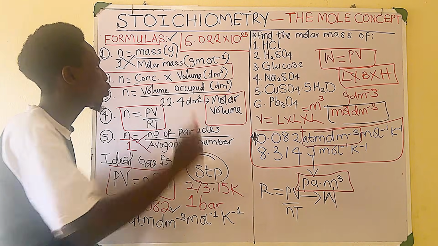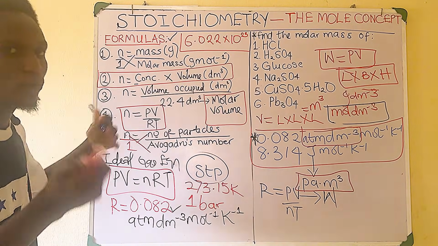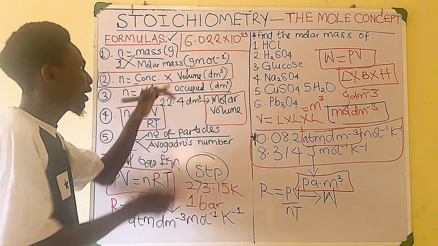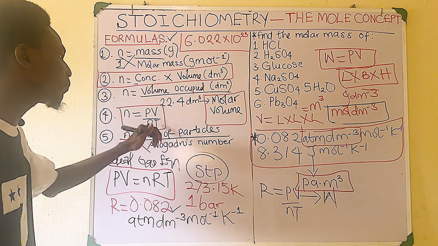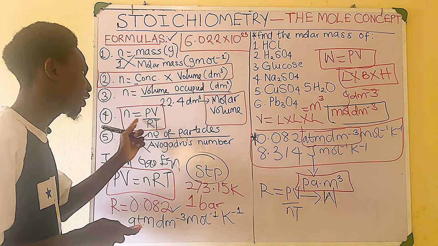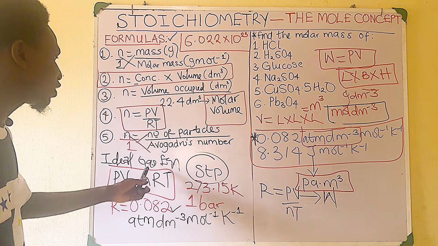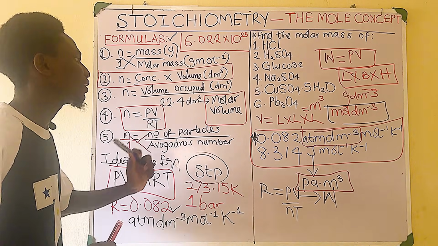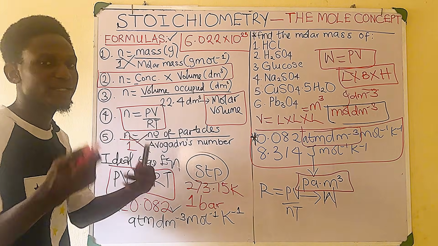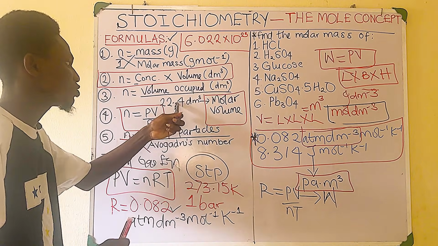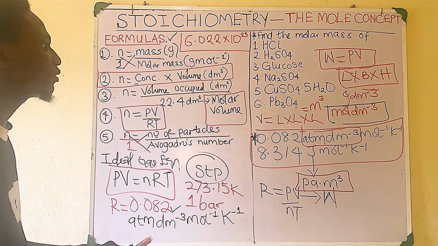Once you just see mass, and you can look for molar mass by yourself, you know that this is the formula you're using. Once you just see pressure, straight up, n equals PV over RT. Once you see volume occupied, and they say look for the volume occupied by the gas, you are using this one.